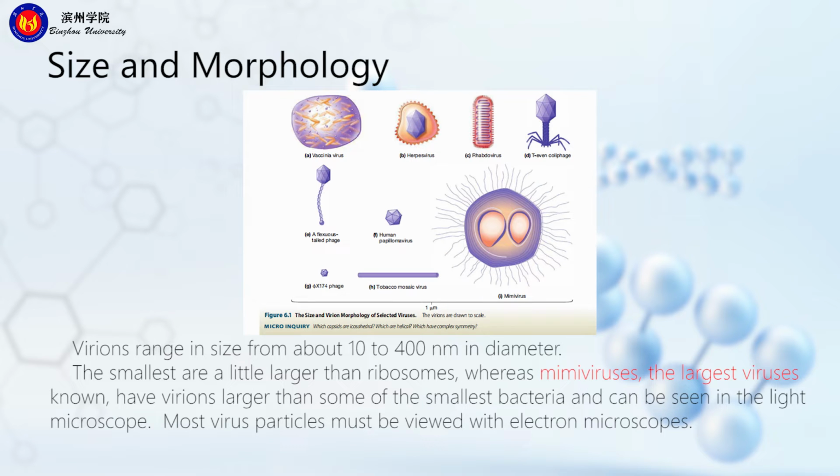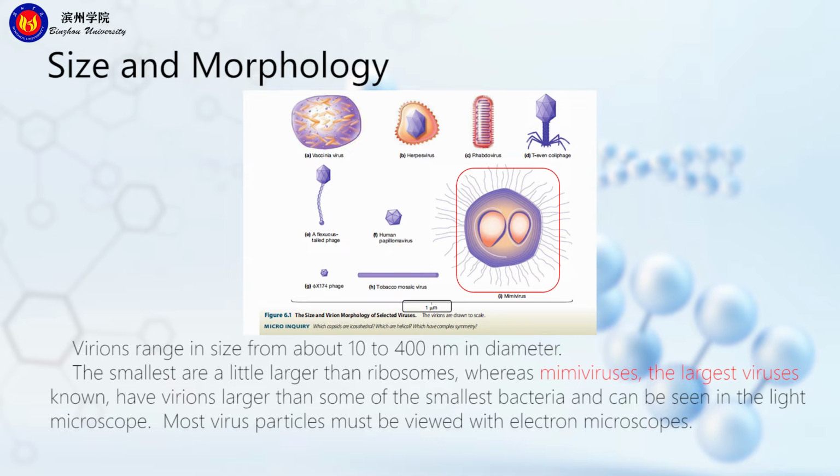This is the structure of a virion. Look at the picture on the left. It is a non-enveloped virus. It is the simplest virion. There is a nucleocapsid. A nucleocapsid is composed of nucleic acid, DNA or RNA, and a capsid. The capsid can protect the nucleic acid.